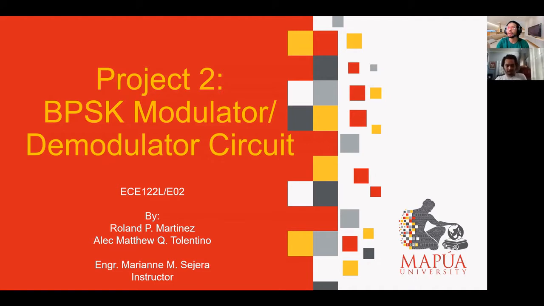Today we are going to present to you our project in ECE 122L, section E02. The project is to design a BPSK modulator and demodulator circuit using LTSpice.